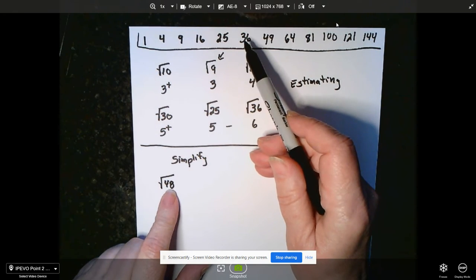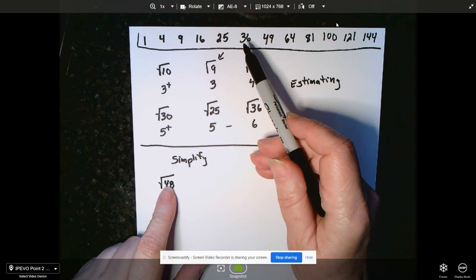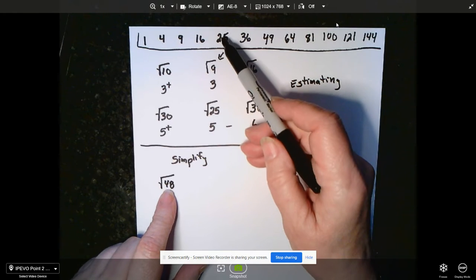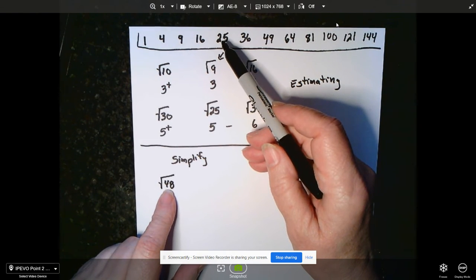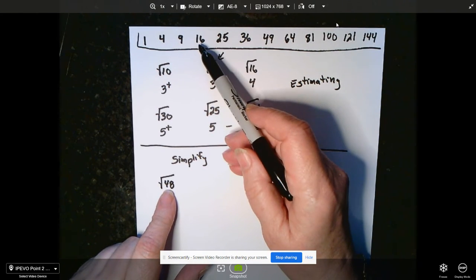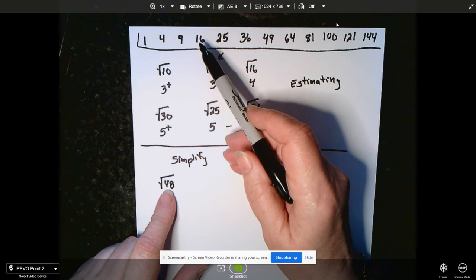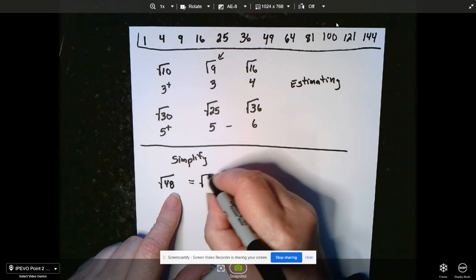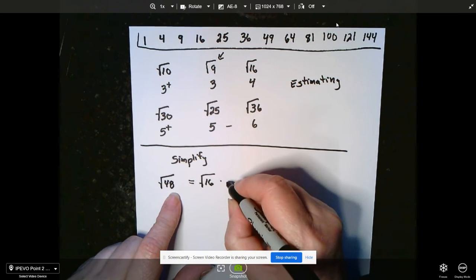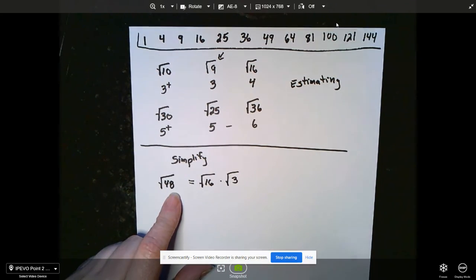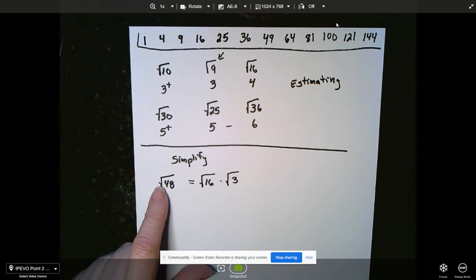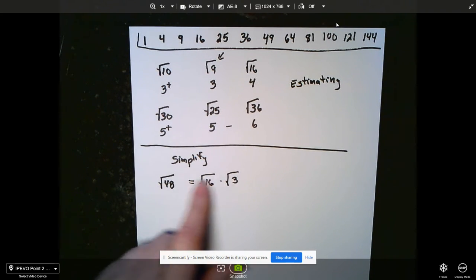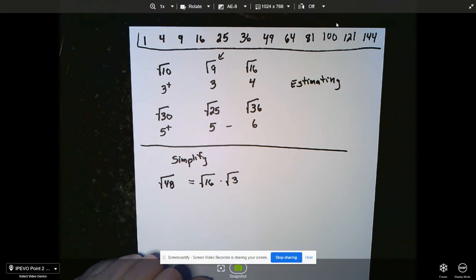So I can just take my calculator and go 48 divided by 36. That's going to give me a decimal. 48 divided by 25. That's going to give me a decimal. 48 divided by 16 is going to give me 3. So I know that I can break this down into the square root of 16 times the square root of 3. 16 times 3 is 48. So I haven't changed this problem. I've just rewritten it in a different form.